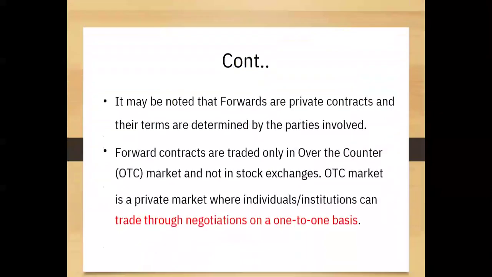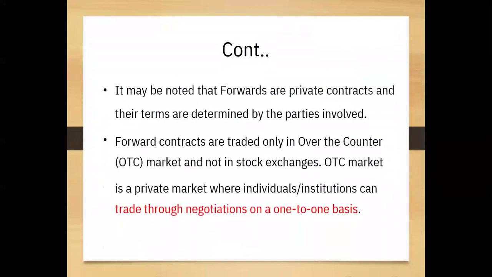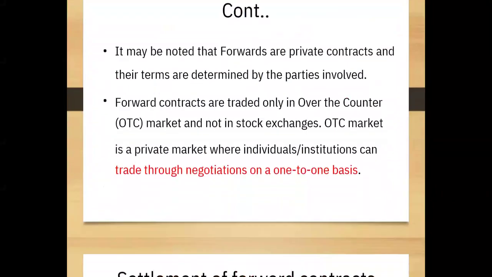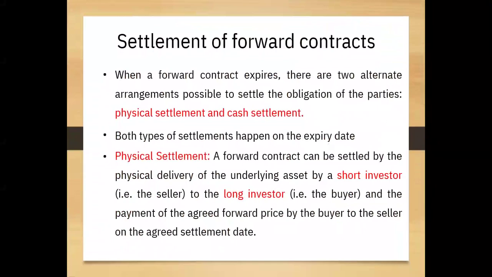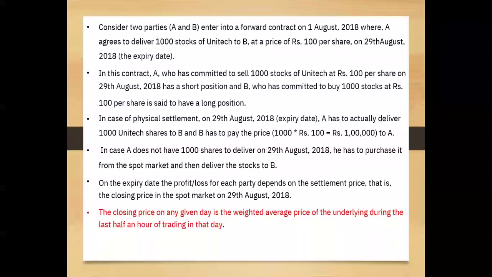Forward contracts are traded only in the over-the-counter market. On settlement, there are two types: physical settlement and cash settlement. Both types of settlement happen on the expiry date. For physical settlement, again, short investor means seller, long investor means buyer. In physical settlement, if at the time of the expiry date you don't have the concerned stock, you have to buy it in the open market and give it to the concerned buyer.